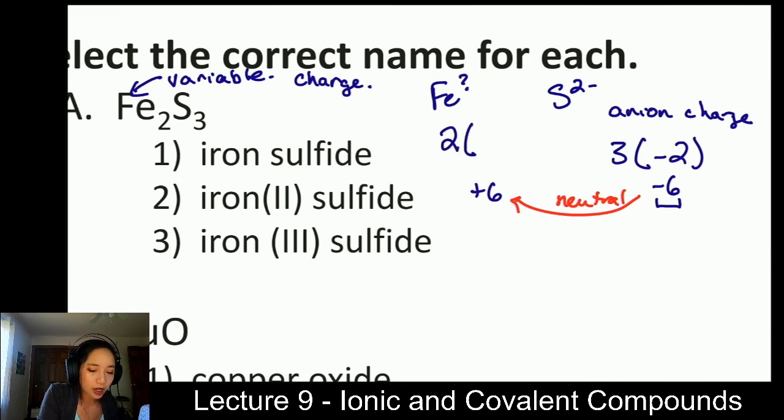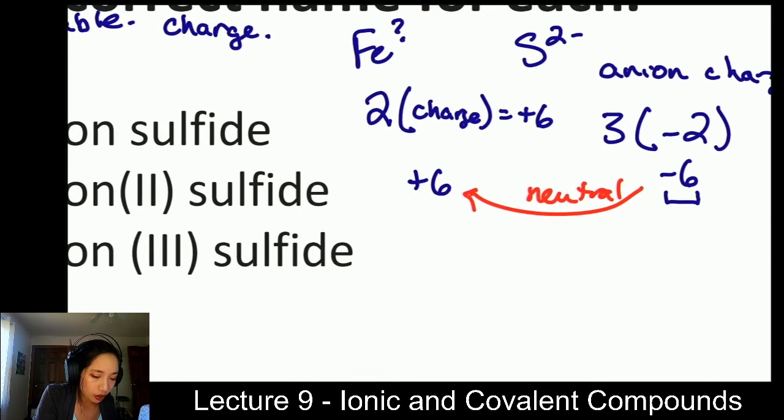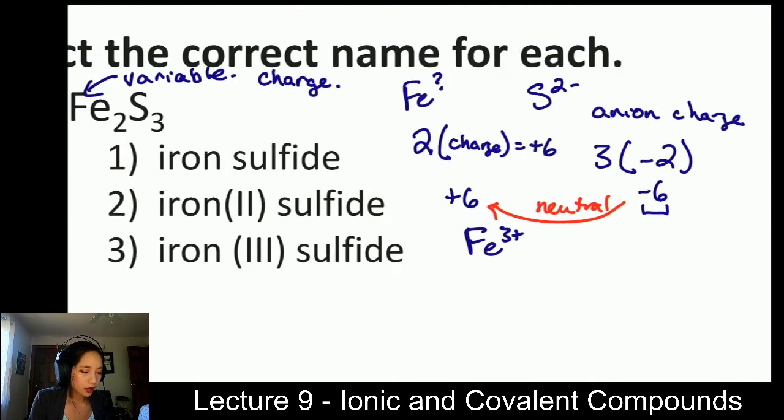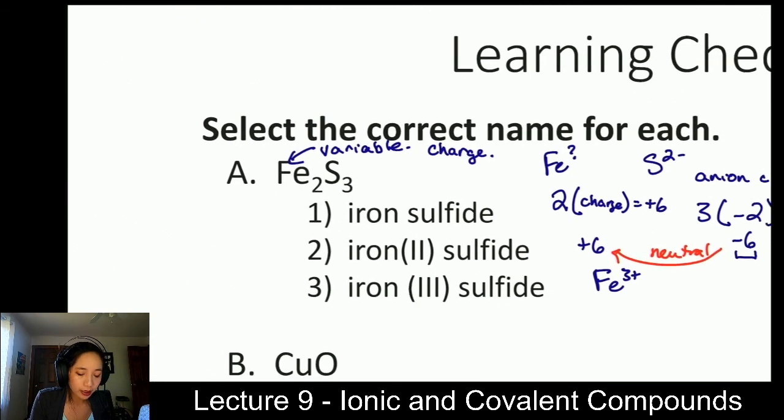It has some unknown charge, but it has to equal +6. So I can see from that equation that this charge on iron must be an iron 3+. So I can show you the whole formula to do that.